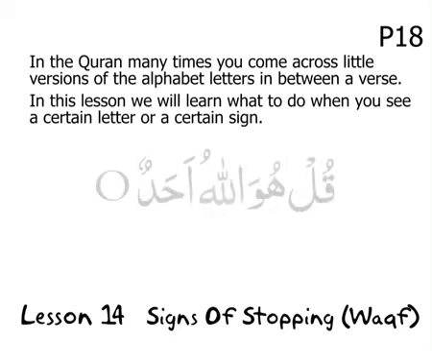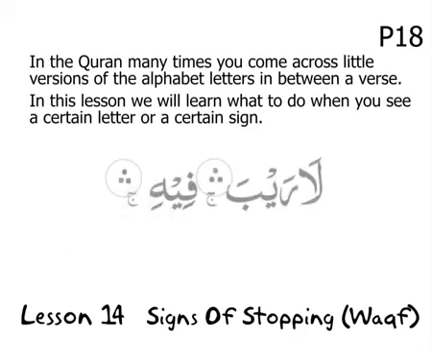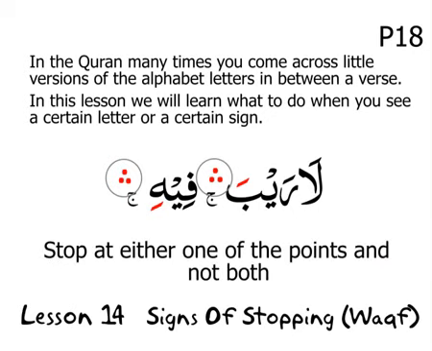Right, this one, the next one, the circle tells us it is the end of a verse, okay? Qul huwallahu ahad, there's the circle, okay? Okay, this last example, look at the 2 sets of signs circled in the example to the right. Whenever you see this in the Quran, there will be a set of 2. Stop at either one of the points and not both, okay? So it's a set of 3 dots, like a triangle shape. Whenever you see them in the Quran, there will always be a set of 2. Now what you need to do is stop on any one of them, not on both, okay?